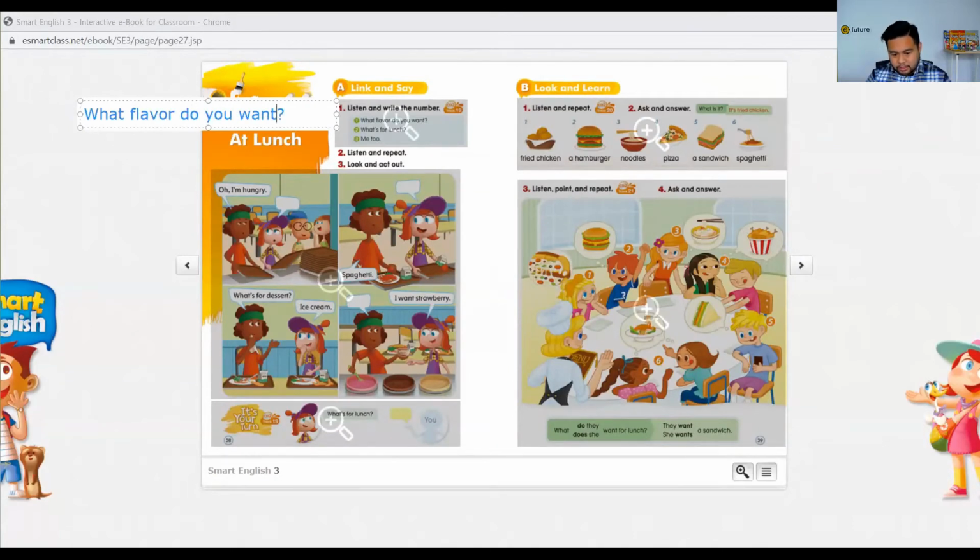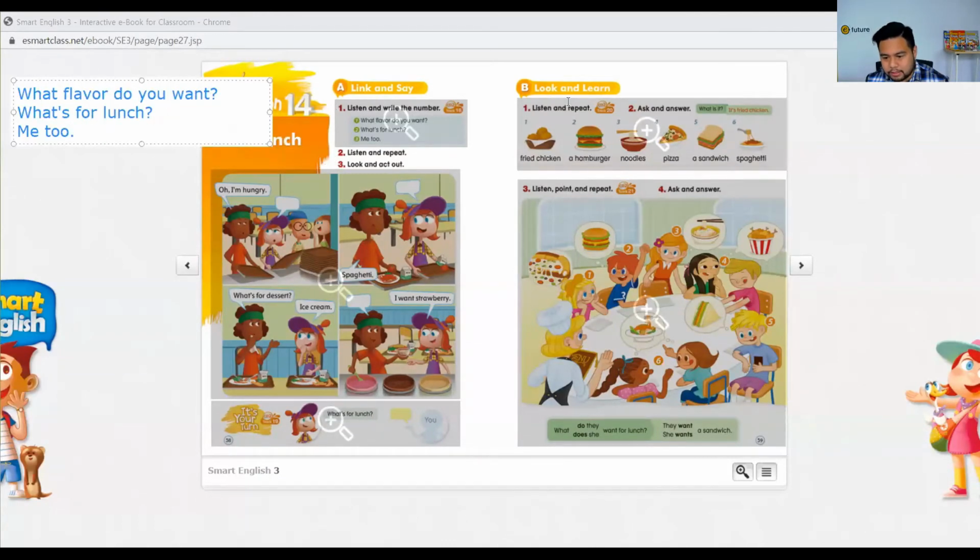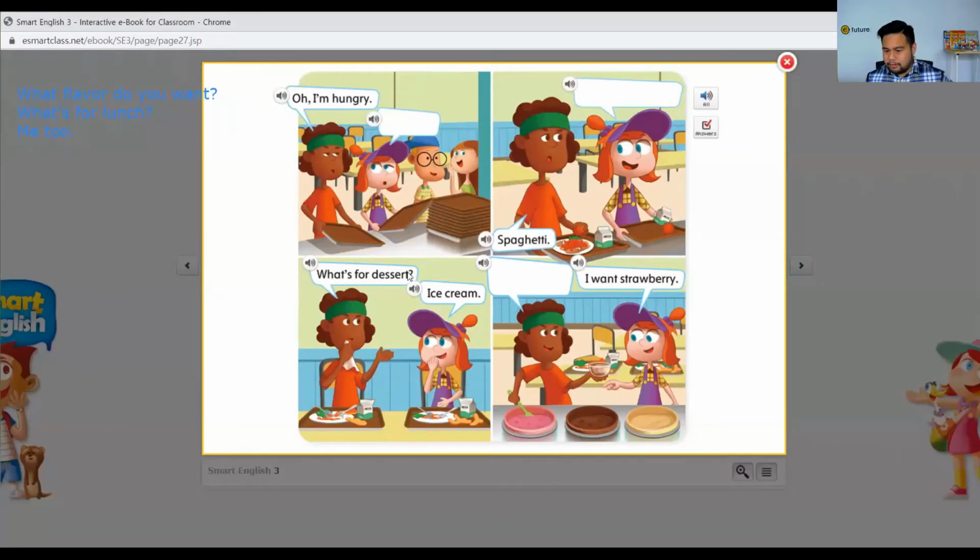Good. What's for lunch? Very good. That was number 2. And do you remember what was number 3? It was me too. So on Zoom you can show, okay? You can still have this open for the students. It might be a little bit difficult, so maybe use a different color. Now let's listen to the audio. Let me know in chat if you can hear the audio well. Sometimes I have to change a setting or two.